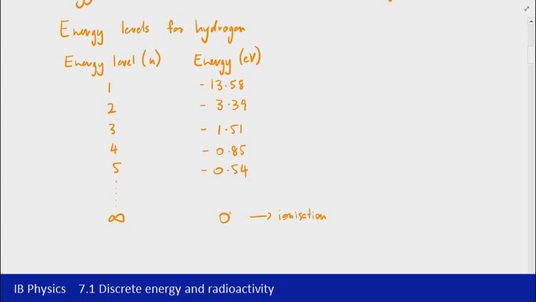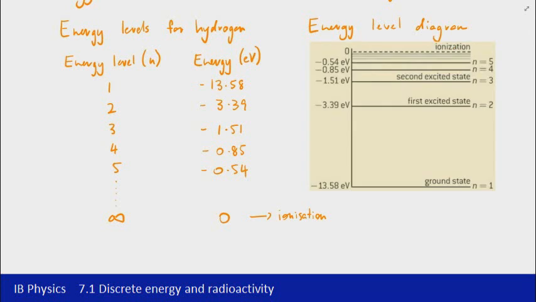You'll notice that if that's 0 and an electron is in the ground state of negative 13.58, then you need to energize it with 13.58 electron volts in order for the electron to be ionized from the atom itself. We can now translate that into an energy level diagram, and basically it's just making it easier to look at the transitions between the energy levels and represent those energy levels themselves. And the diagram looks like that one there.